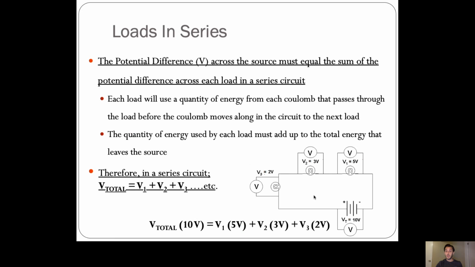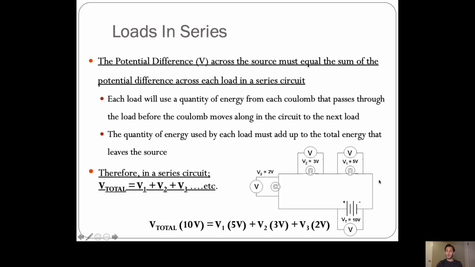Now, voltage with loads in series is a different ball game. The potential difference across the source must equal the sum of the potential difference across each load in a series circuit. So each load will use a quantity of energy from each coulomb that passes through the load before the coulomb moves along the circuit to the next load. And so the quantity of energy diminishes as you go through the circuit, and so the energy used by each load has to add up to the total.